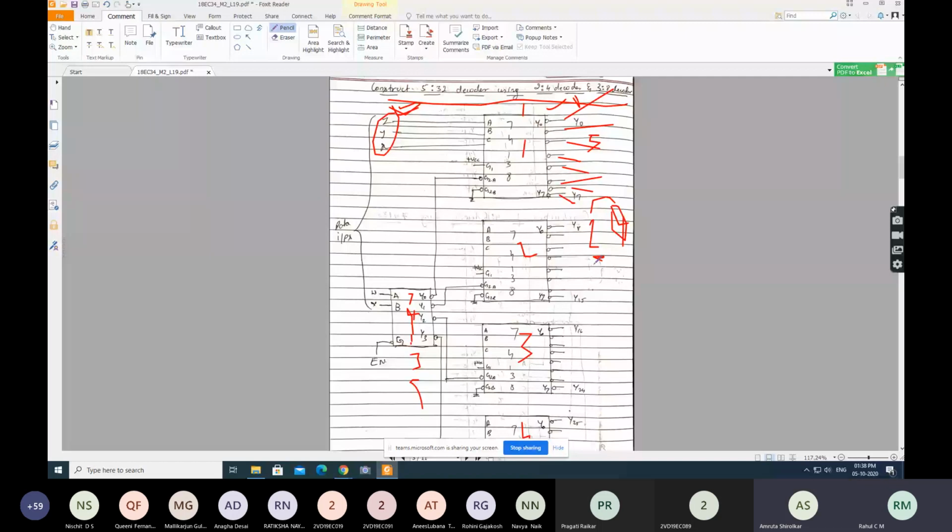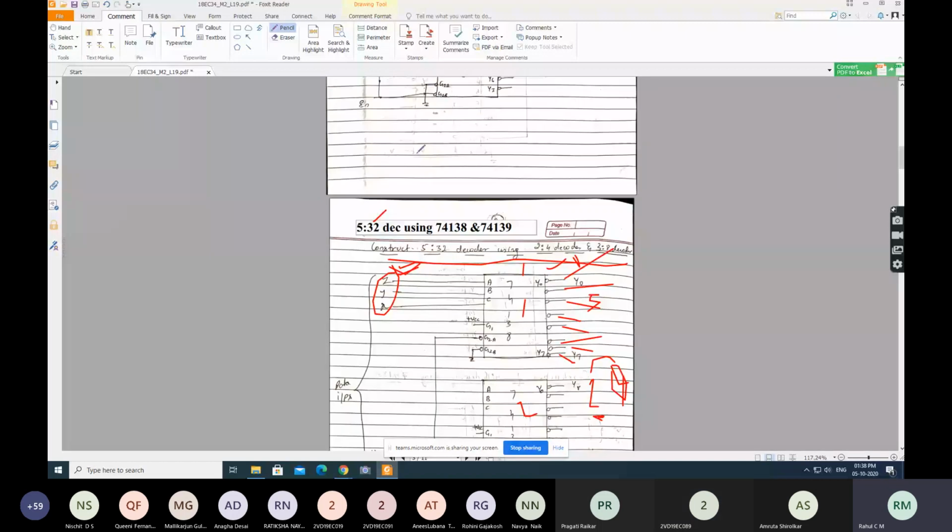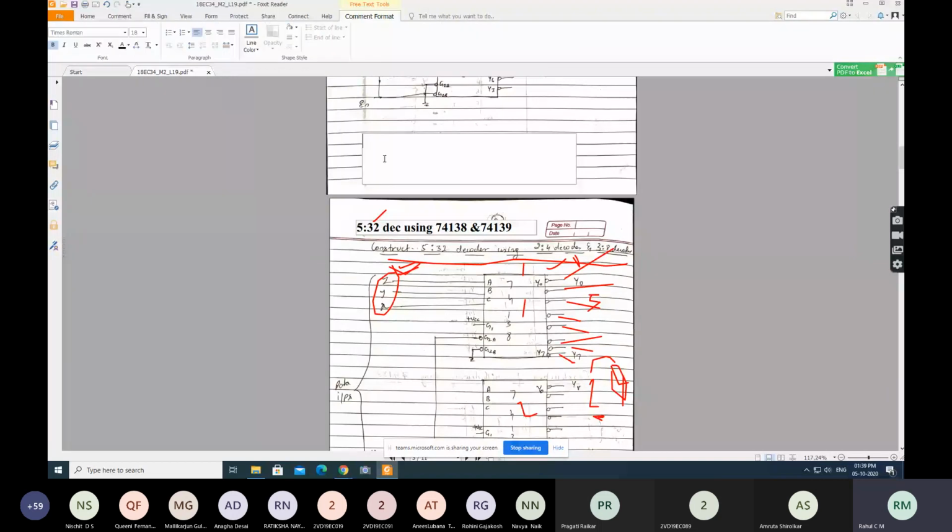You understanding? Yes, sir. In a decoder, the inputs will be n, outputs will be 2 raised to n. You understand this relation? You understand this relation, everyone? Yes, sir.